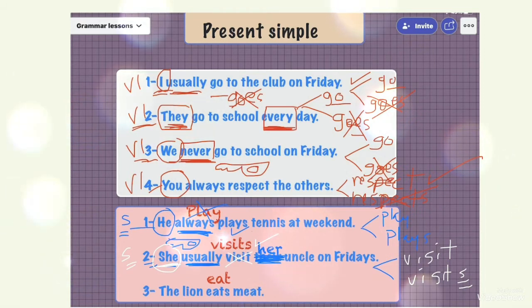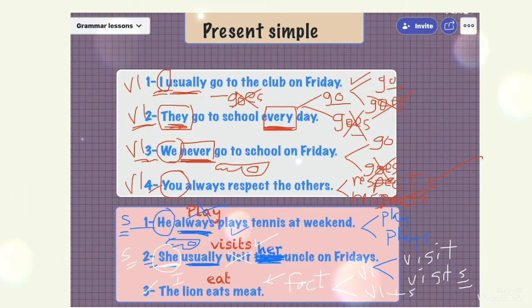Number 3, the lion eat or eats meat. It is a fact. So when it is a fact, I will choose either V1 or V1 plus S. So I will choose eat or eats. But here, the lion is what?